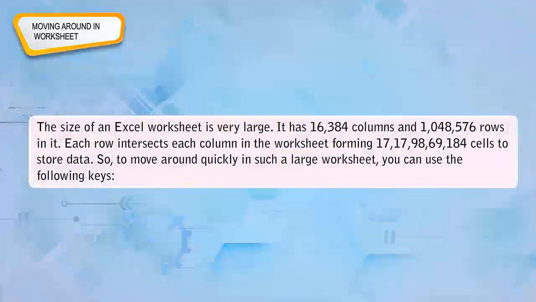Moving around in worksheet. The size of an Excel worksheet is very large. It has 16,384 columns and 10,48,576 rows in it. Each row intersects each column in the worksheet, forming 1717869,184 cells to store data. So, to move around quickly in such a large worksheet, you can use the following keys.